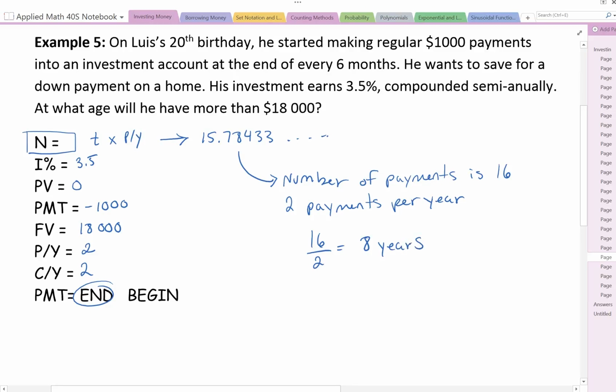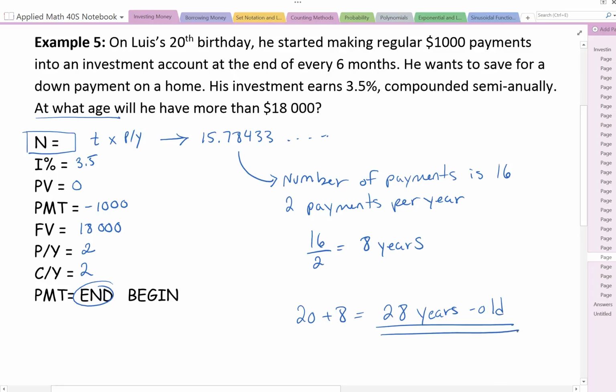Okay? So the question's asking, at what age will he be? So it'll be 8 years later. So if Luis is 20, then he'll be 28. So 20 plus those 8 years to give us 28 years old. It's important to read, not odd, old. So it's important to read the questions carefully.